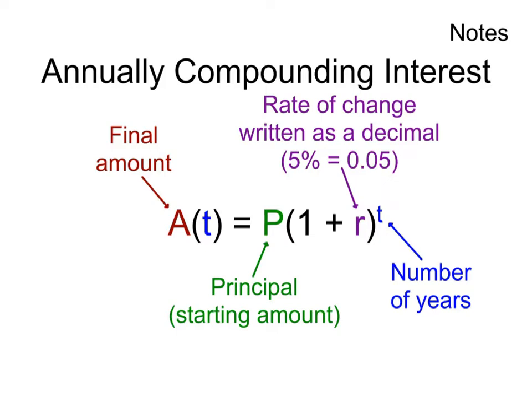P stands for principal. That is the starting amount. And R is the rate of change. And we always put the rate of change in as a decimal, not as a percent. So you see the example here, 5% would be written as 0.05. Make sure this is in your notes, and then continue on. We'll see some examples about how we use this formula.